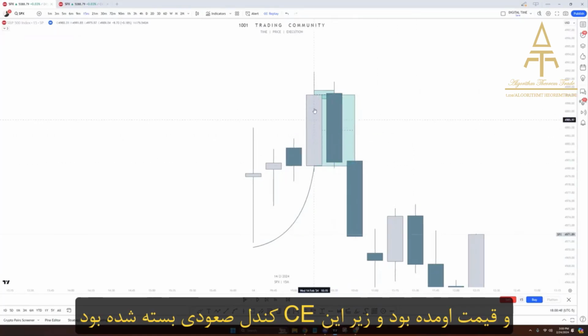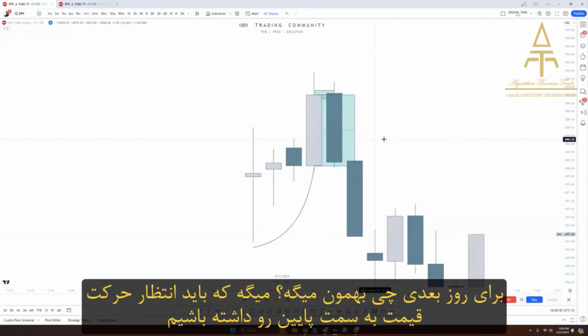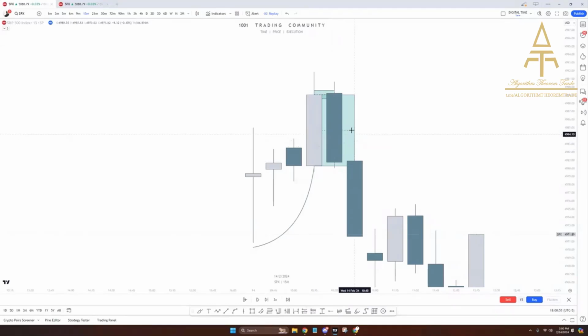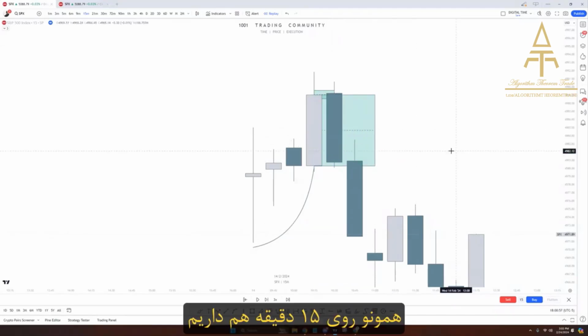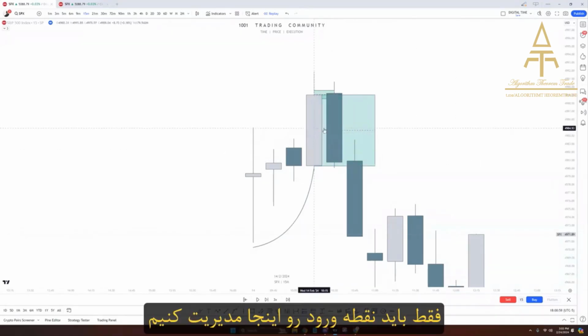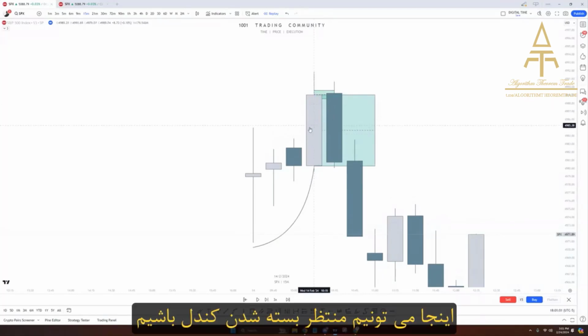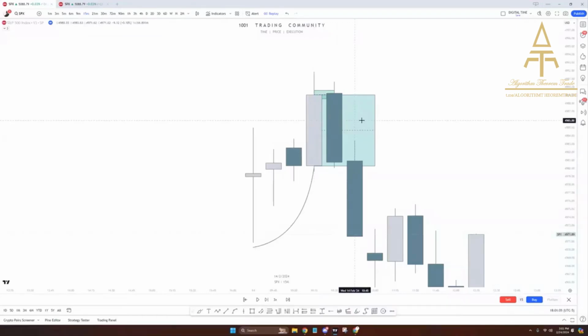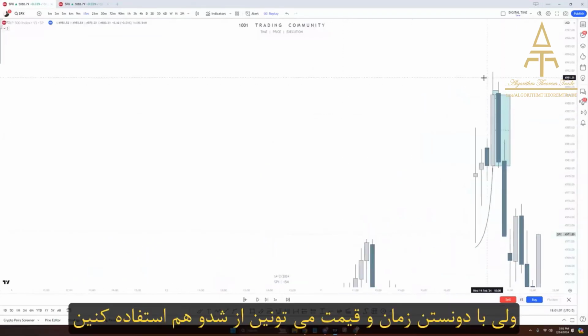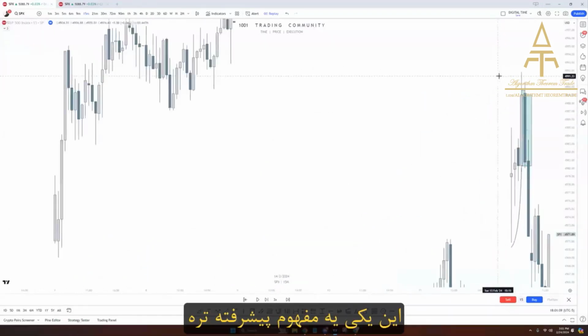of this bullish candle, what does that tell you for the next day? That you need to be looking for downside, right? The same thing on the 15 minute. It's just managing an entry there. So here, you can wait for a candle close, but knowing time and price, you can also use the wick. That's an even more advanced concept.